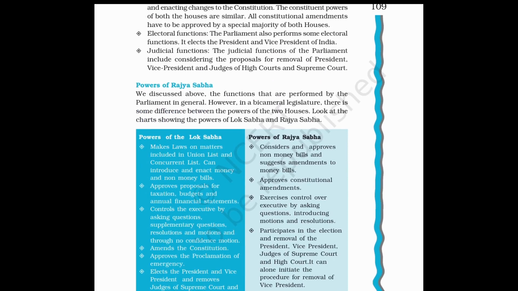Now see, both the houses, Lok Sabha and Rajya Sabha, they will have their different sets of powers. Some of the powers are similar, common for both of them, and questions have been asked on this point. 2022 also it came recently, and I think 2020 maybe there was a question or somewhere around that. So on this topic they have asked questions every time. So two houses will have similar powers also, and at times there will be different sets of powers for these two houses, and that is what we'll see.